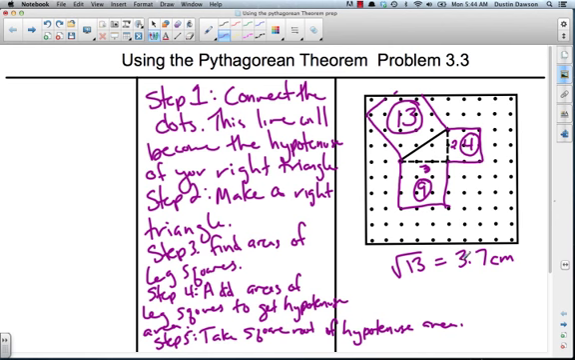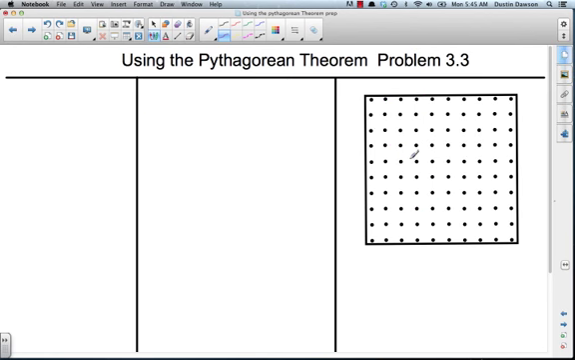So that's it. I'm going to give you one more example. Go ahead and make a dot, and then go over 4 spaces. So 1, 2, 3, 4, and then up 1. I'm going to go over 4 and up 1, and that's going to be your problem. So go ahead and pause the video and find the distance, the length between these two dots on this grid. When you're done, go ahead and turn it back on.